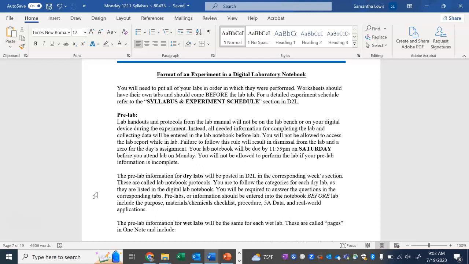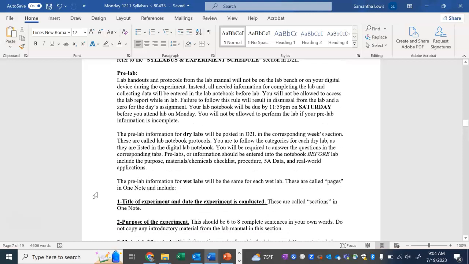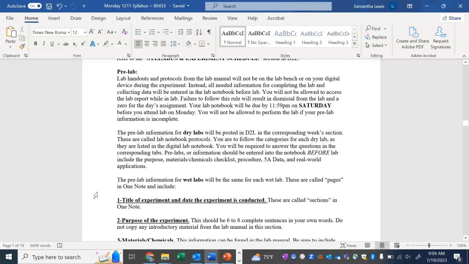And we have a detailed experiment schedule. I'll show you that when we're done. Your pre-lab are going to be lab handouts and protocols from the lab manual. They're not going to be on your bench or your digital device during your experiment. The only way you're going to be able to access the labs that you need is going to be through your digital device. So you're not going to be able to access the lab report while you're in lab. You can bring your printed report, and that will stay in your bag until we are done, when we can go ahead and do the calculation.